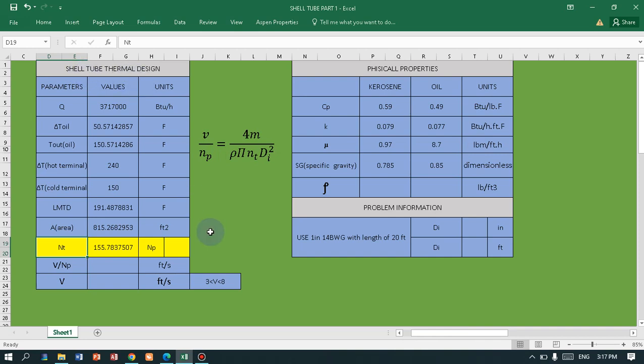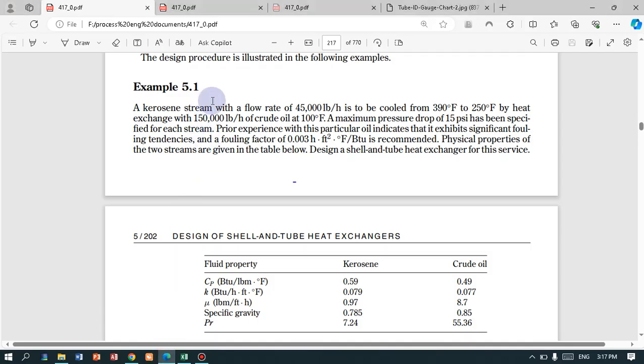Before watching this video, I highly recommend you watch the previous video to find out how we can calculate the number of tubes in a shell and tube heat exchanger. To remind you what the problem was, bring up this page, note down all the information, and insert all the data into the Excel, and come with me step by step.